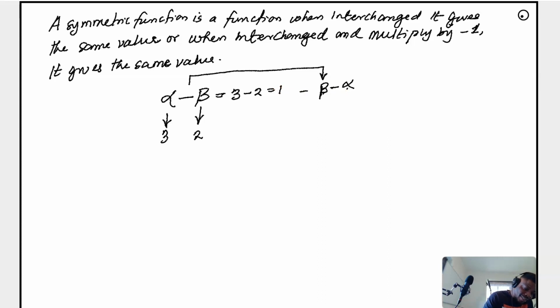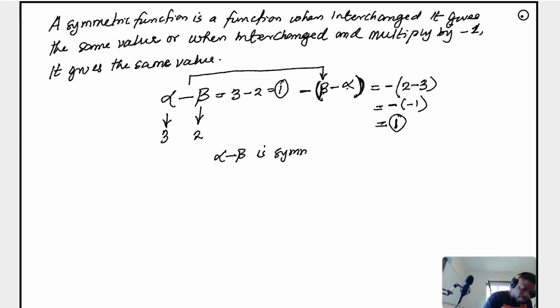But if I interchange and multiply this by minus 1, let's see what we are going to get. This is minus bracket, what is beta? 2 minus 3. This is minus bracket minus 1. This is 1. So you can see I'm getting 1 when interchanged. So when interchanged and I multiply by minus 1, I'm getting the same value. So here, alpha minus beta is symmetric to beta minus alpha when you have minus.